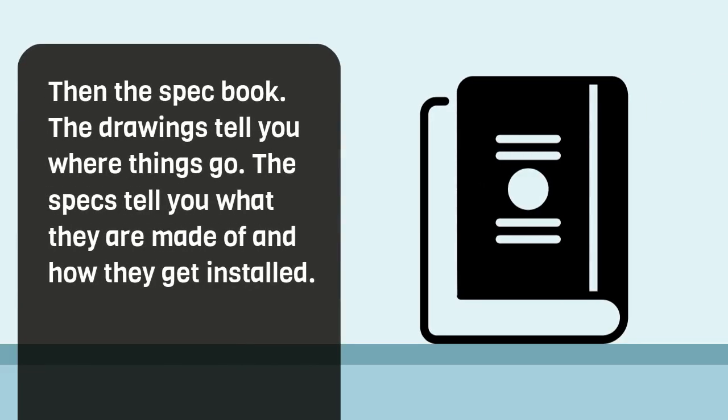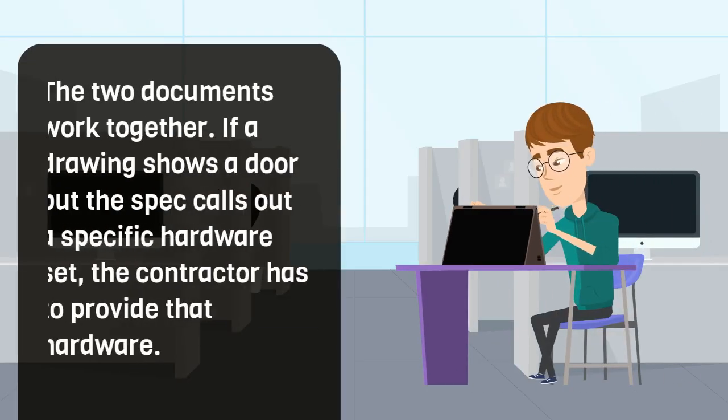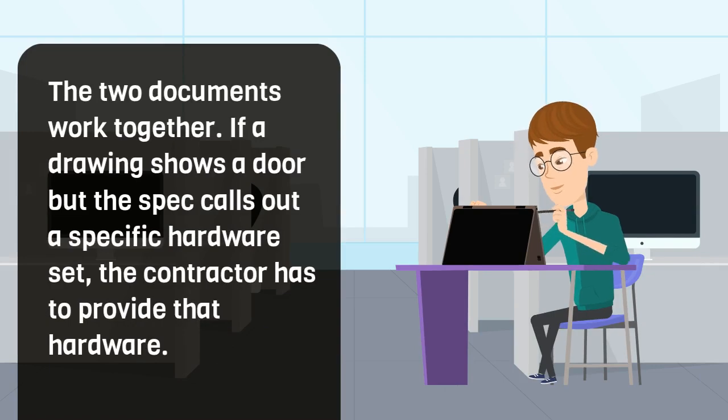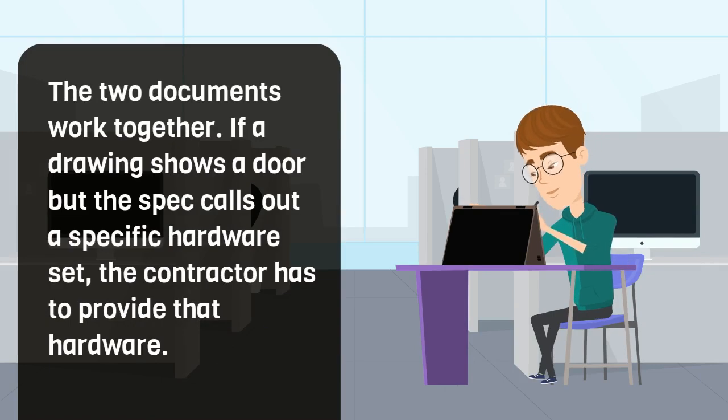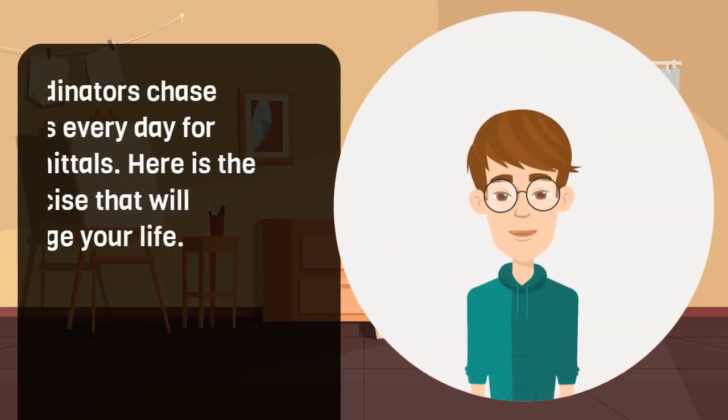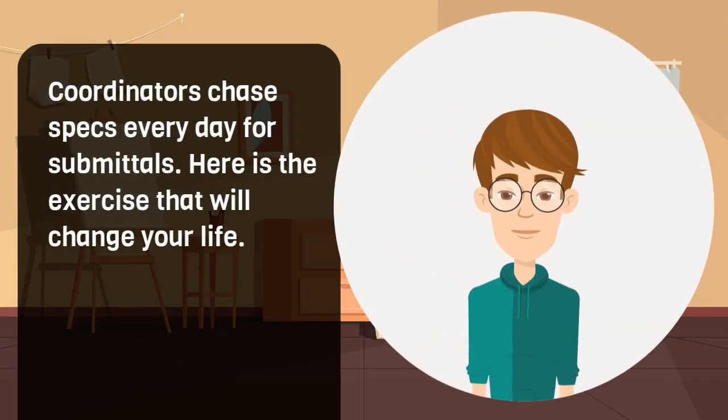Then the spec book. The drawings tell you where things go. The specs tell you what they are made of and how they get installed. The 2 documents work together. If a drawing shows a door but the spec calls out a specific hardware set, the contractor has to provide that hardware. Coordinators chase specs every day for submittals.